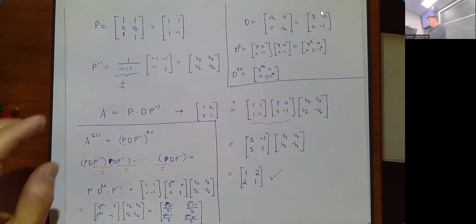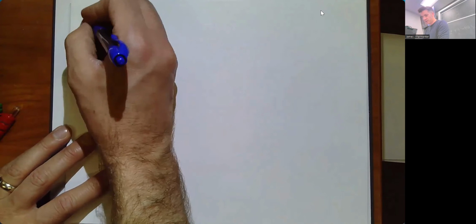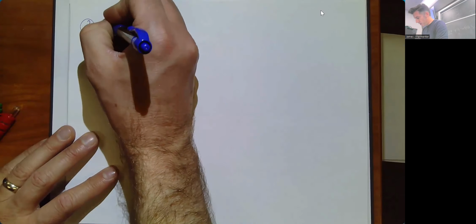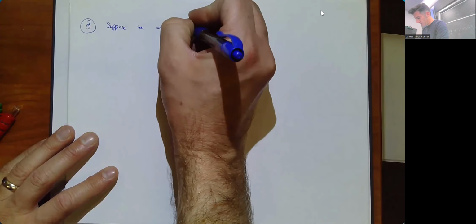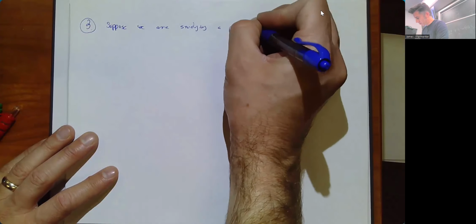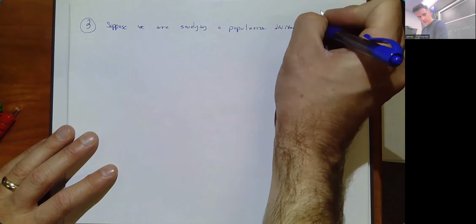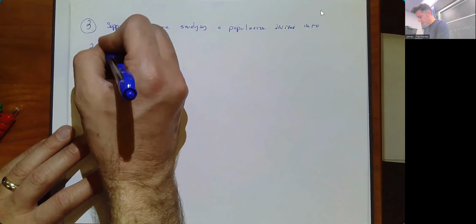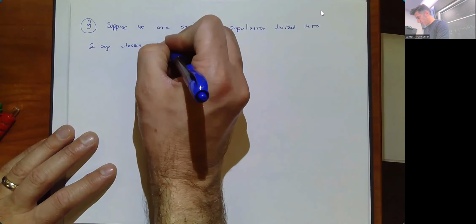All right, let's look at an example with populations of things. 3, 2, numbers, who needs numbers? Suppose we are studying the population divided into 2 age classes: juveniles and adults.